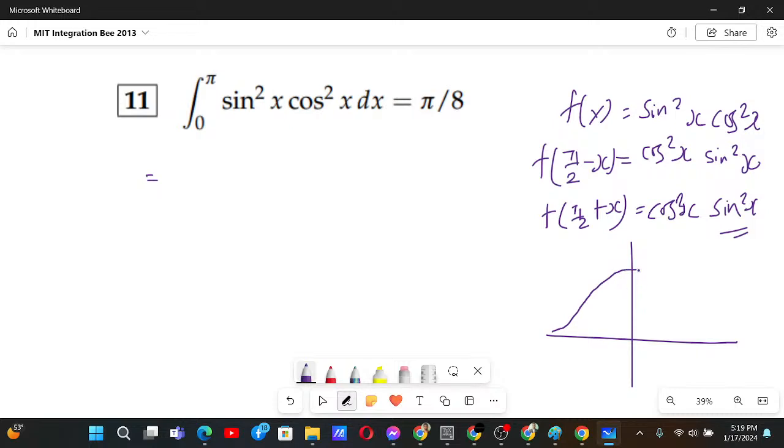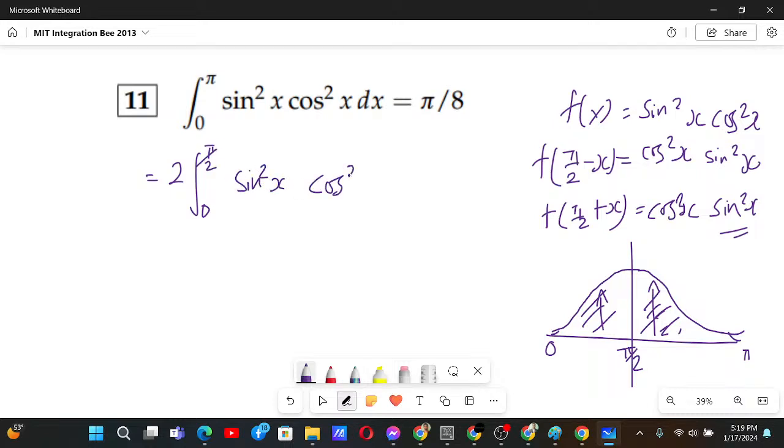The graph will not be like this though, but the y value, if this is let's say pi by 2, the y value in both the directions will just be the same. That means, let's say this is pi and this is 0. So this area and this area are going to be the same. So this can be told as 2 times the integral from 0 to pi by 2 of sine square x cos square x. Now we can use the beta gamma function.